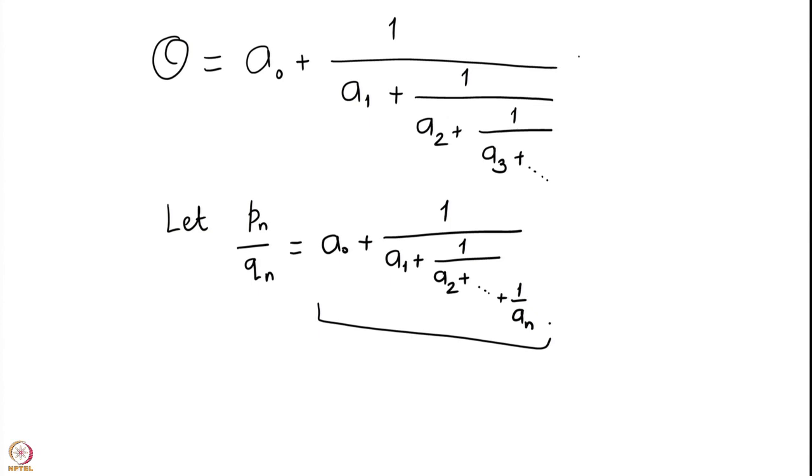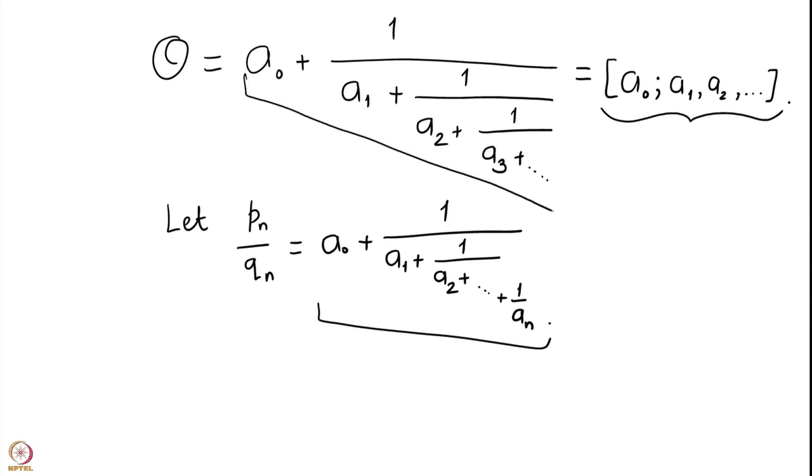We also have a simpler notation to write this continued fraction expansion. We write the first integer, which is the integral part of theta, as a0. We put a semicolon after that, and then we write all these integers separated by commas. So, this is our notation. When we write the continued fraction expansion in this way, it means that we are looking at this continued fraction expansion, and we want to prove this. We have not yet proved this.